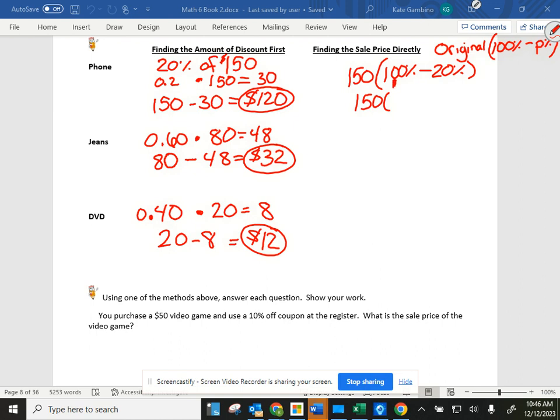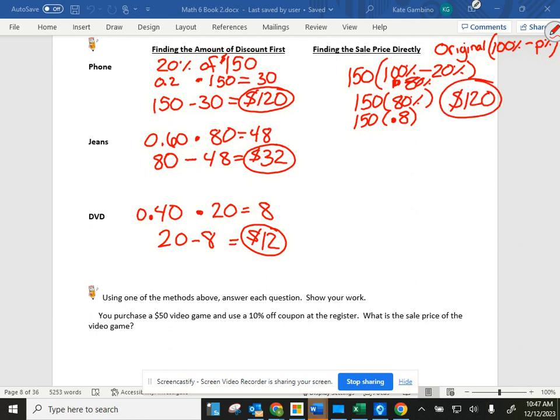100% is 1 minus that 20%, which gives us, so 100% minus 20% gives us 80%. So we know 150 times 80%, that's times 0.8, right? 80% is 0.8. What is 150 times 0.8, Lauren? 120.